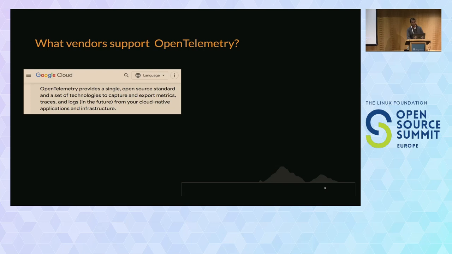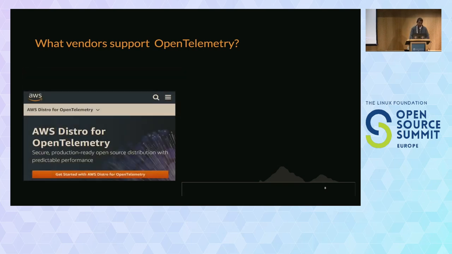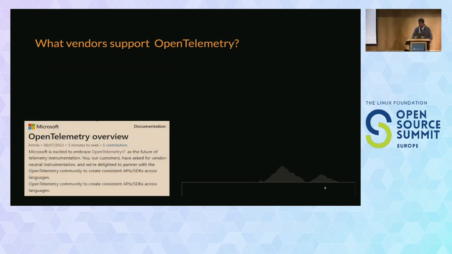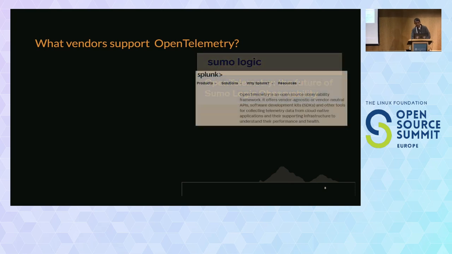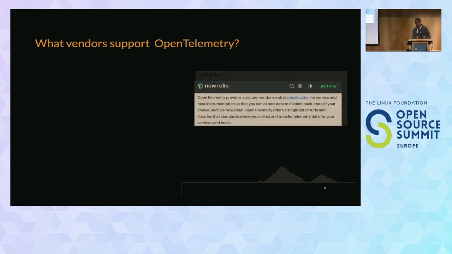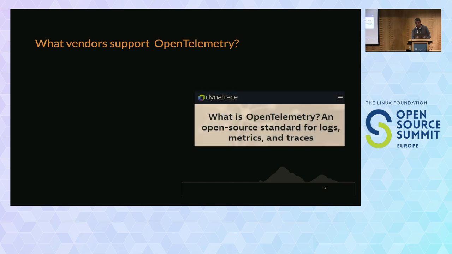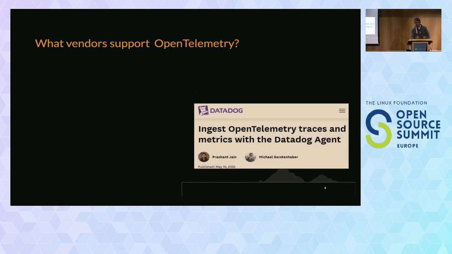I threw this slide together. It's kind of cheesy, but I went through some names: Google Cloud, AWS, Microsoft, Sumo Logic, Splunk, New Relic, Dynatrace. If you go through all these sites and you look at what they're doing, they're all supporting OpenTelemetry tracing.